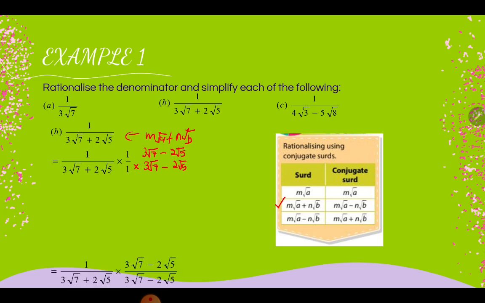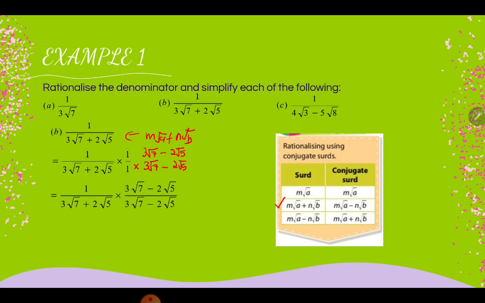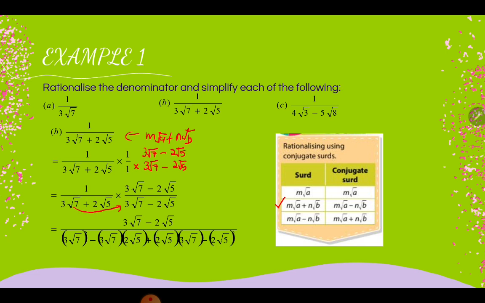So we will have this one. Okay, so of course for fractions, the numerator will multiply with the numerator and the denominator will multiply with the denominator. So we will have this one. So how can we find this one? This one times this one, this one times this one, multiplied with this. Okay, 2 surd 5 multiplied with 3 surd 7, and then 2 surd 5 multiplied with 2 surd 5. So we will have, okay, this is squared, this is squared.